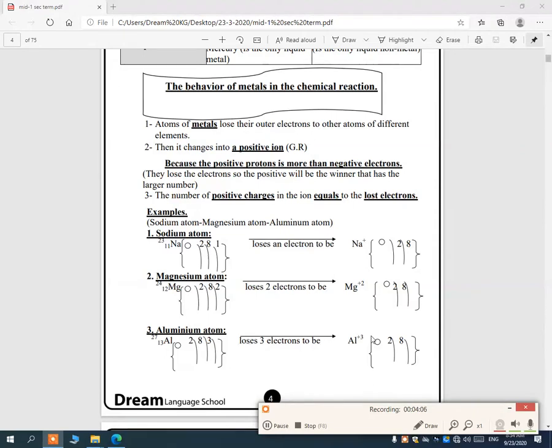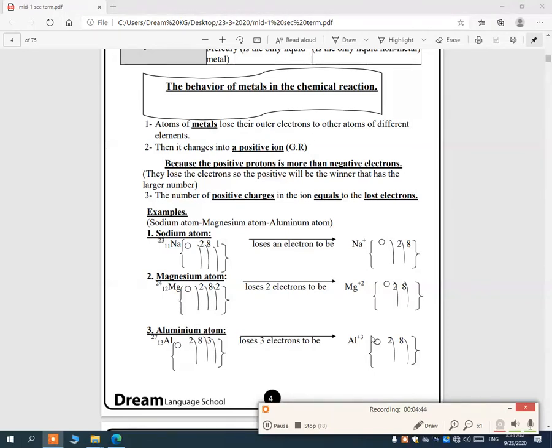Okay, now I need you to know what the charge of the ion is when the metal loses electrons. For example, if a metal loses one electron, the charge will be one positive charge. If it loses two electrons, it will be positive two charges, and so on for three electrons. So I mean that the positive charges in the ion are equal to the lost electrons.